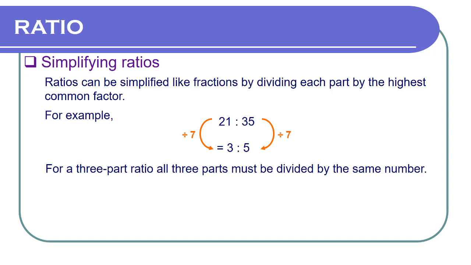If there is a 3-part ratio, then all 3 parts must be divided by the same number. For example, 6 to 12 to 9. The GCF of 6, 12, and 9 is 3. So we divide all of the numbers by 3. So we get the ratio 2 to 4 to 3.